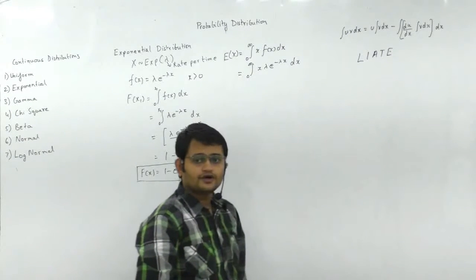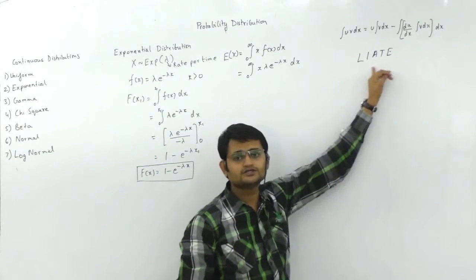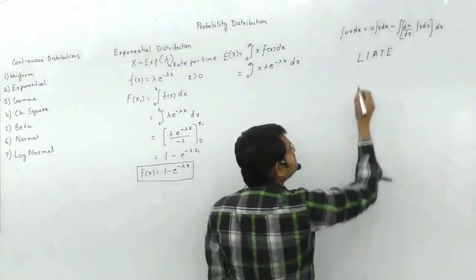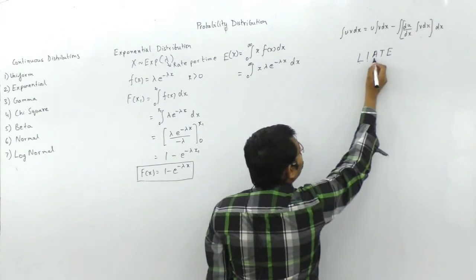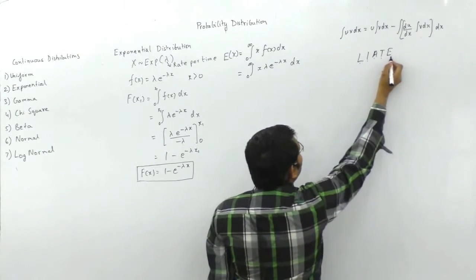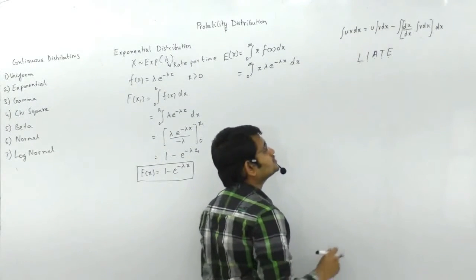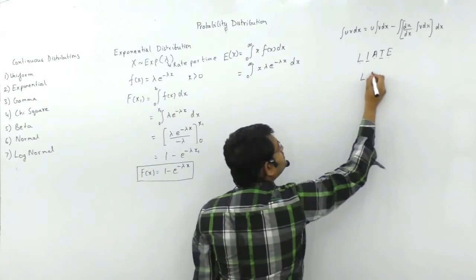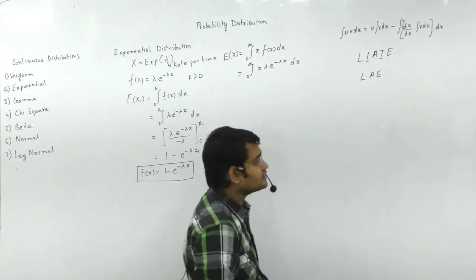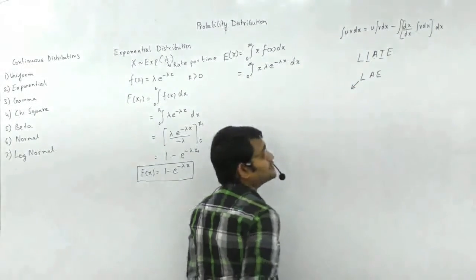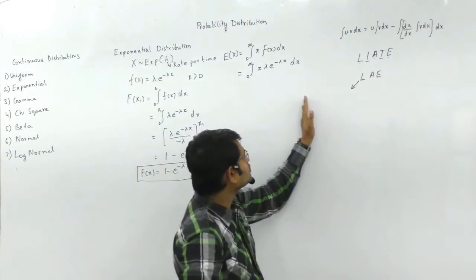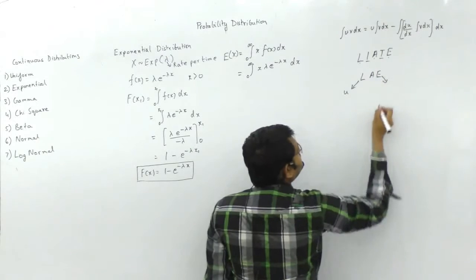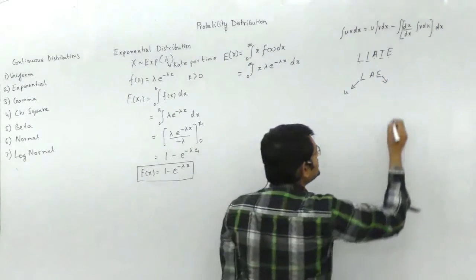If you remember this word, it is going to tell you which one is going to be which. Basically this LIATE: first is logarithmic values, then we have inverse, then algebraic, then trigonometric, and exponential. Just because we do not have trigonometric or inverse, we can convert this into LAE. Here the leftmost values, that is logarithmic, will always be u, and the rightmost values will always be v.